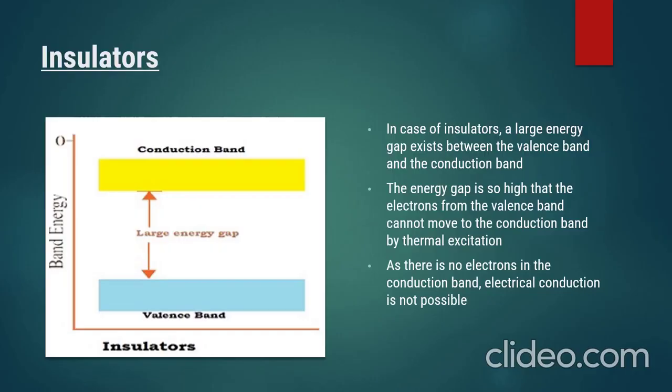For insulators, we can see that a large energy gap exists between the valence band and the conduction band. The energy gap is so high that the electrons from the valence band cannot move to the conduction band. So there is no electron in the conduction band, so electrical conductivity is not possible.